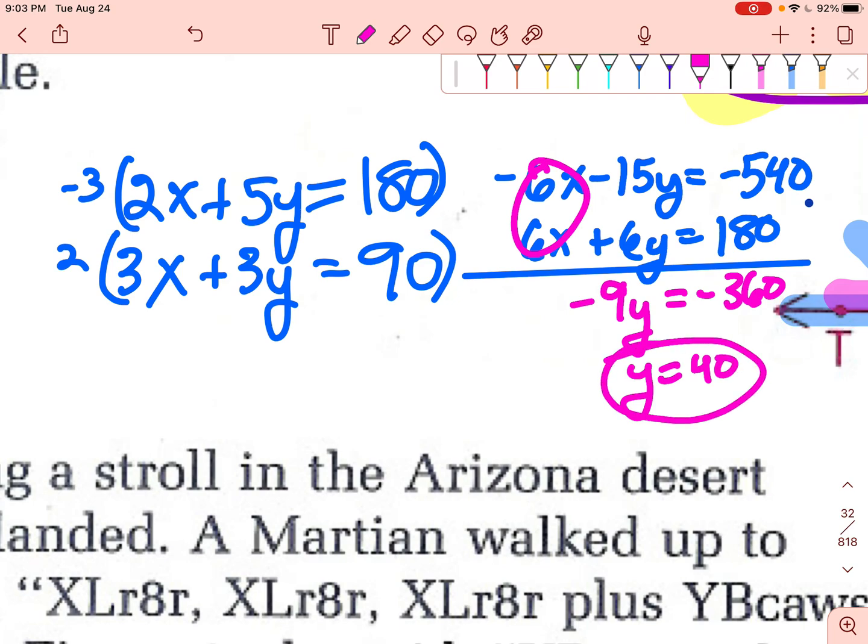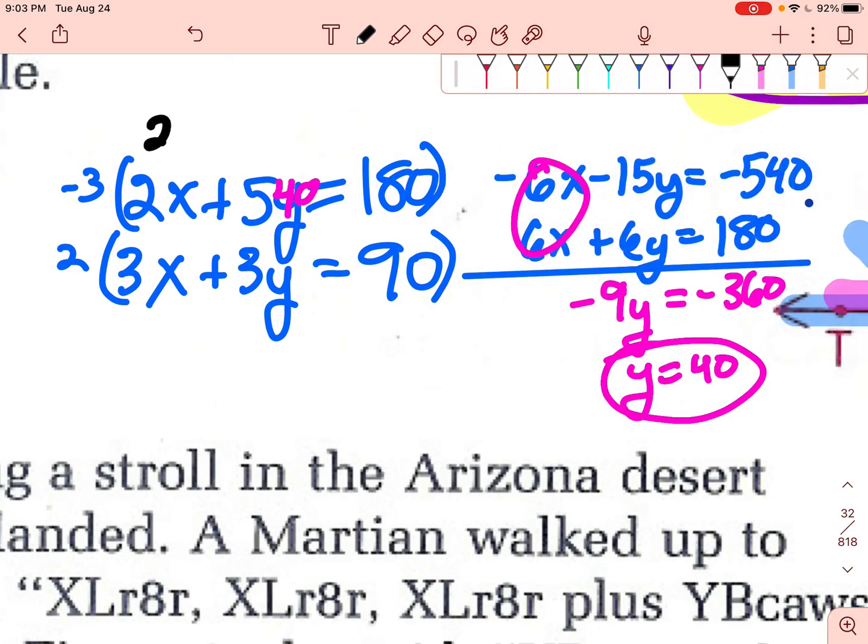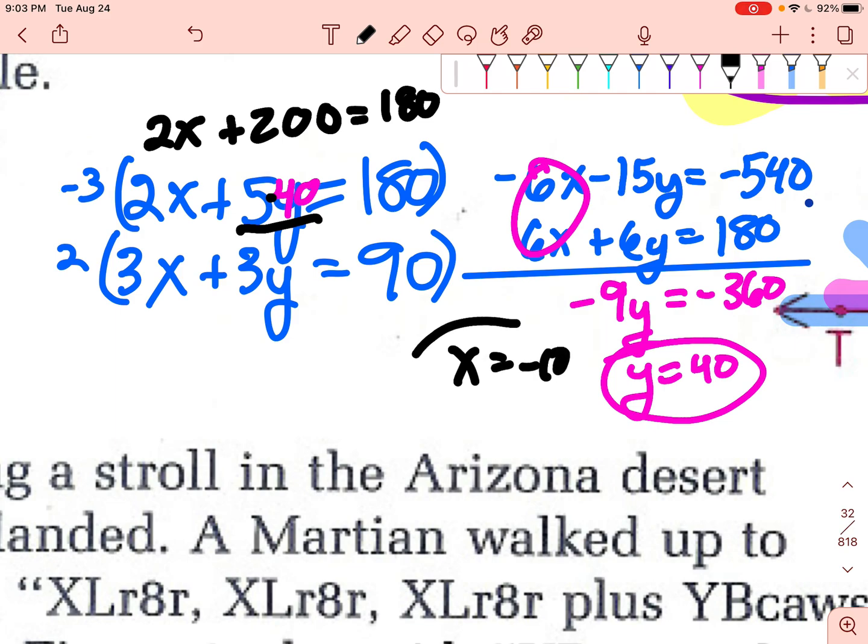Once you know what y is, you can take it and plug it back in. It looks like it's easy to plug in right here. So if y is 40, this is going to be 2x plus 200, 5 times 40 right here, is equal to 180. So x would have to be negative 10. Okay.